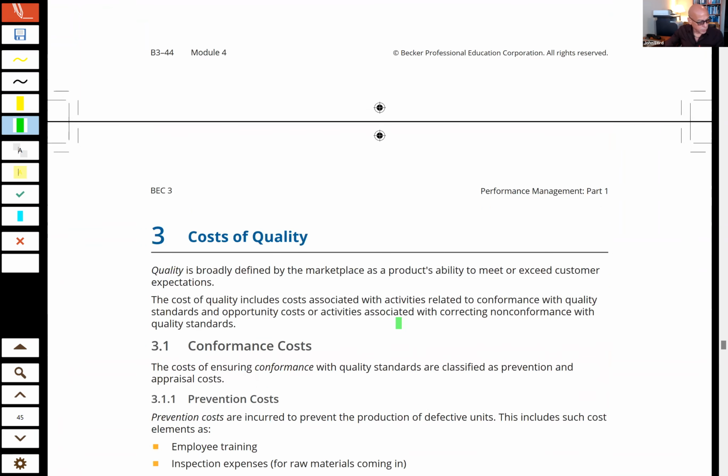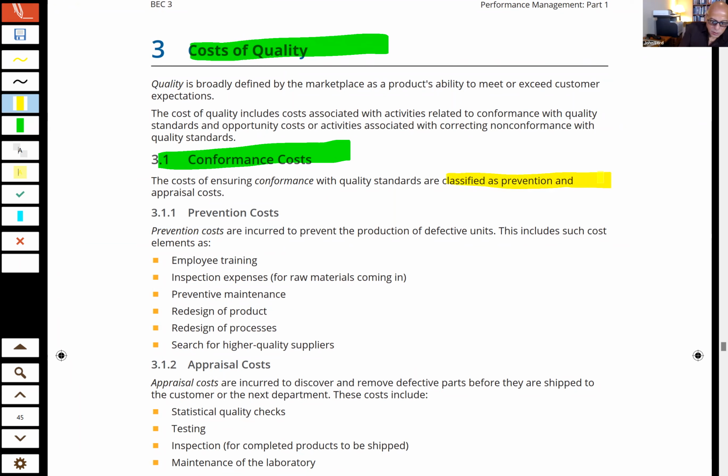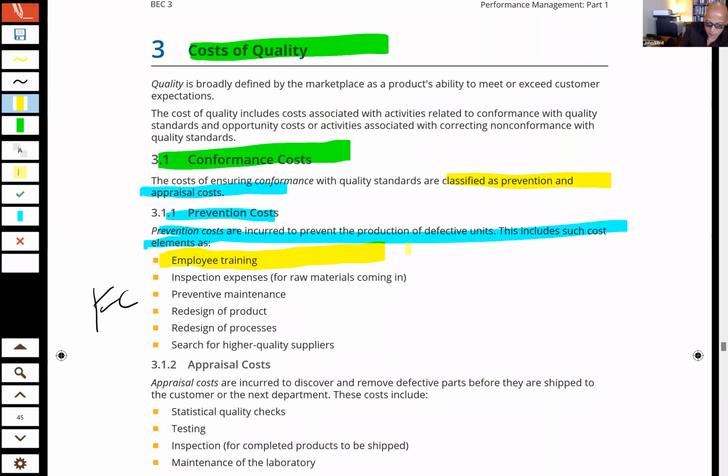Okay, good. Let's look at cost of quality. When we look at cost of quality, we have conformance cost. Conformance cost can be listed as prevention and appraisal. Now, prevention costs include, and let's go ahead and flashcard the prevention cost: employee training, inspection, preventative maintenance, redesign of product, redesign of processes, searching for higher quality suppliers.